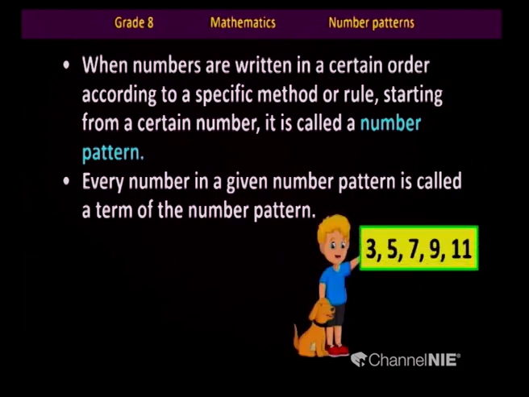Once again, we will think about the numbers we have considered previously. The odd number pattern from 3 to 11. We had 3, 5, 7, 9 and 11. Therefore, we can say 3, 5, 7, 9 and 11 are terms of this number pattern. We will talk about the terms furthermore.